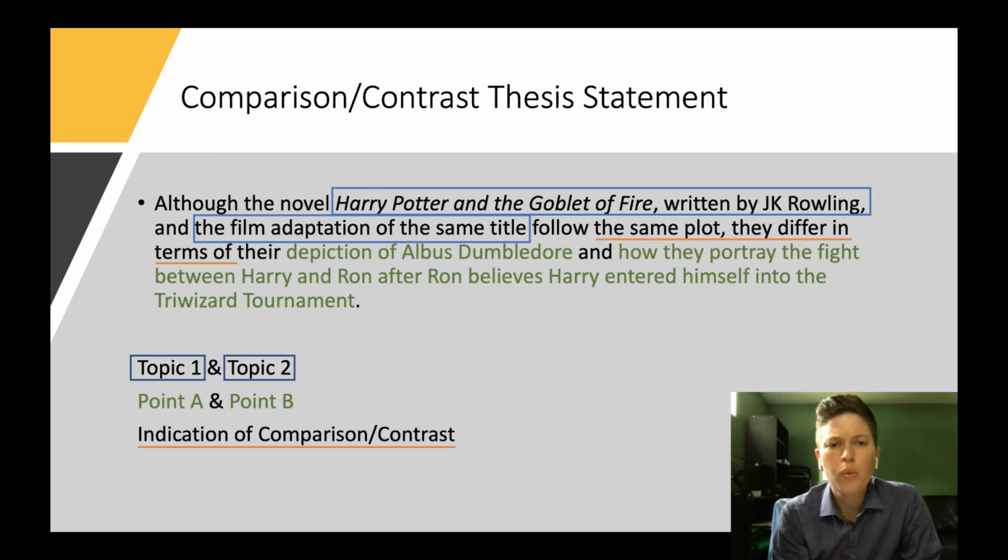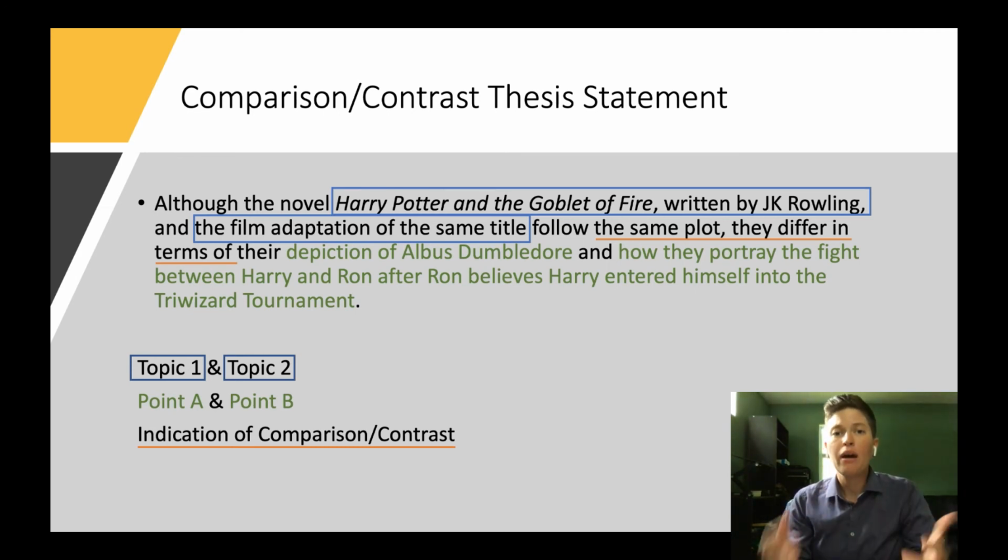And if you look, topic 1 and topic 2 are in a little blue square. The indication of comparison contrast is underlined in orange. And then point A and point B are in green. Okay, so although the novel Harry Potter and the Goblet of Fire, written by J.K. Rowling, and the film adaptation of the same title follow the same plot, they differ in terms of their depiction of Albus Dumbledore and how they portray the fight between Harry and Ron after Ron believes Harry entered himself into the Triwizard Tournament.